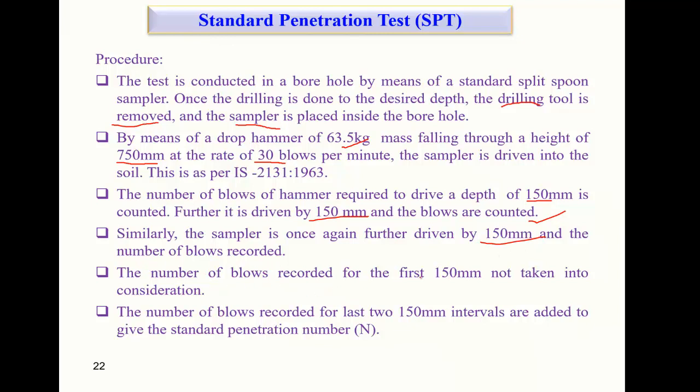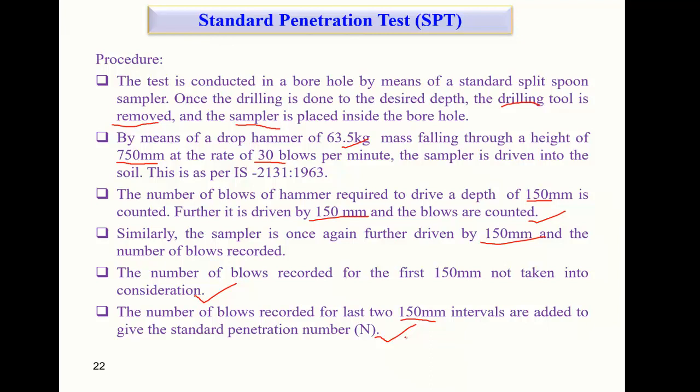The number of blows recorded for the first 150 mm is not taken into consideration. I already showed you in the video that for the first 150 penetration, the first layer, we do not consider the N values. Did we? We did not. The number of blows recorded for the last two 150 mm intervals are added to give the standard penetration number. So the last two values we are adding and that would be our penetration number. Is that okay? So that would be the value of N.